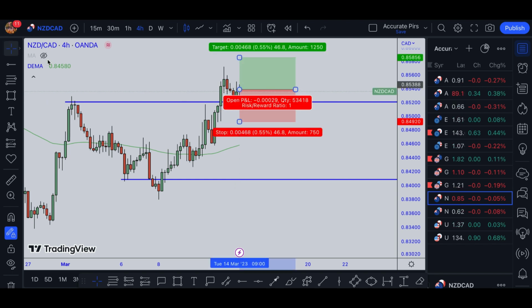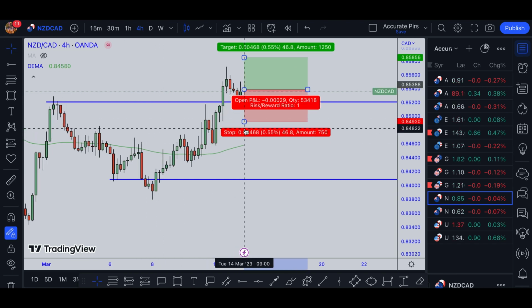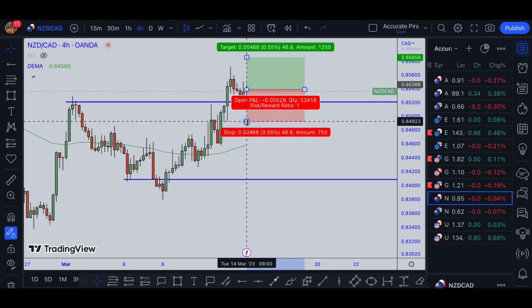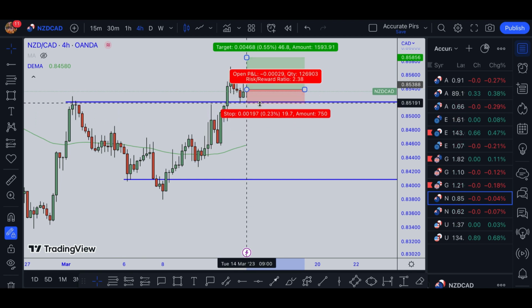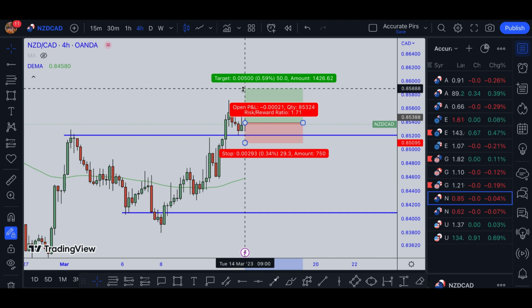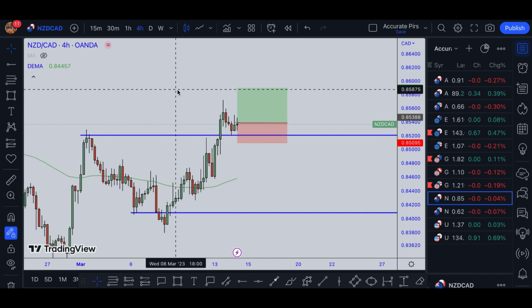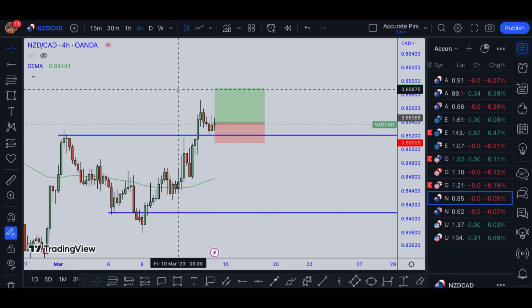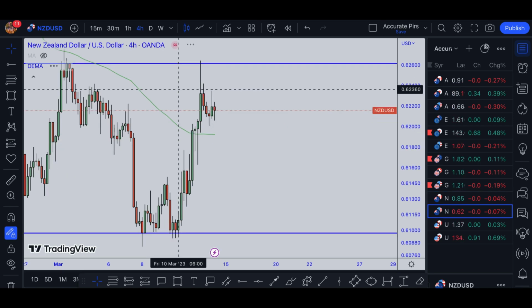So we're just going to highlight this. We're just going to put a buy position on NZD CAD. So we're risking around 29 pips to gain 50 pips. So that is a trade set up right there on the NZD CAD, which looks like it's good to go. So let's move on to NZD USD.